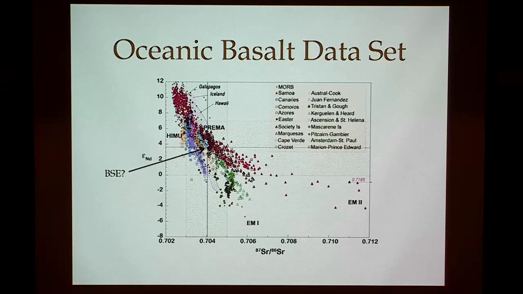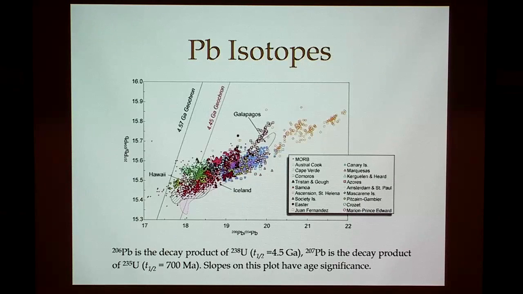So what this means is anything plotted up in this quadrant has experienced net incompatible element depletion. Mid-ocean ridge basalt, so that's the characteristic, and things plotting in this quadrant have experienced net incompatible element enrichment. We can debate exactly where the bulk silicate Earth is. And notice I put in this gray area here that pretty much encompasses the range of possible values for bulk silicate Earth. Now going to lead isotope ratios.